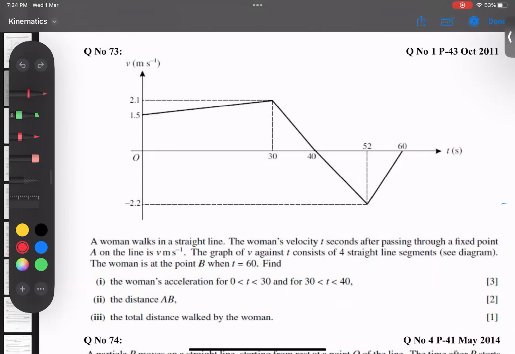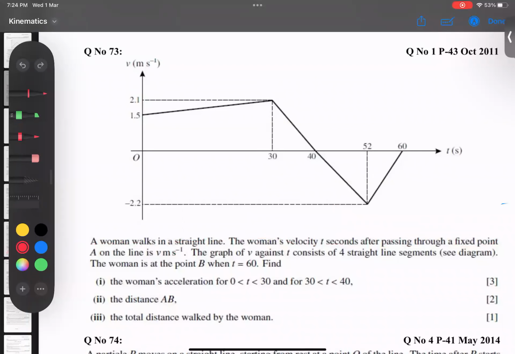Okay, I said before, in our syllabus the curved motion is not there. In our syllabus we only go forward, stop, and then turn backwards. This is in our syllabus of full AS level. Okay, so let's start. The woman's velocity past a fixed point A is V.